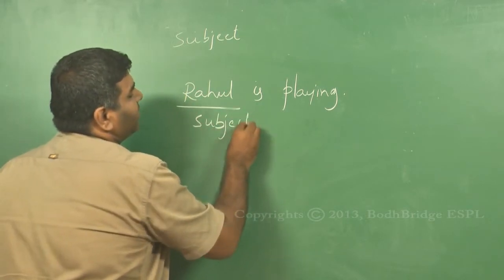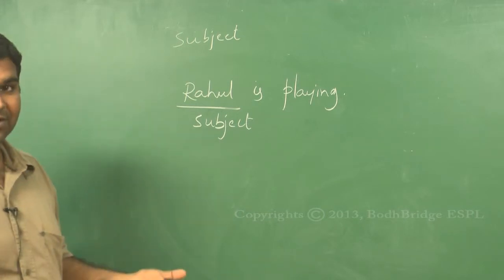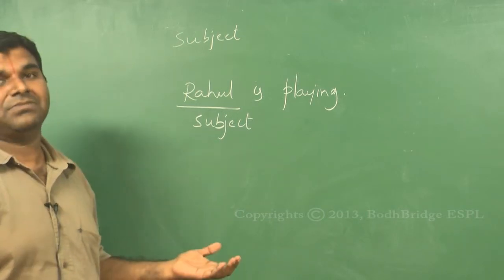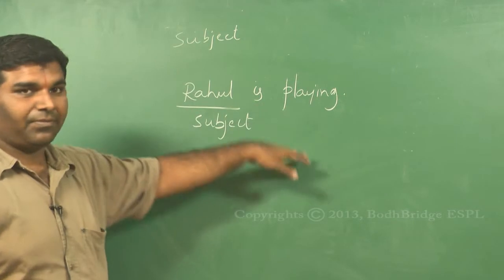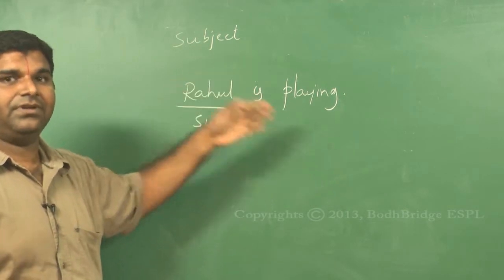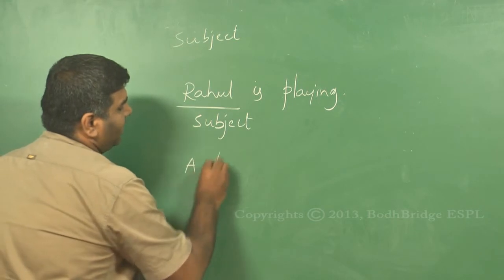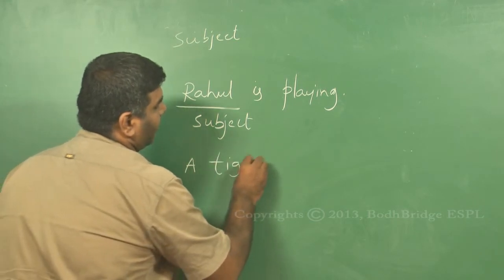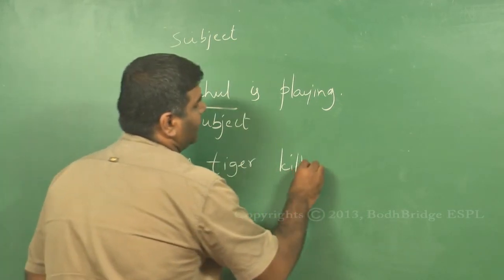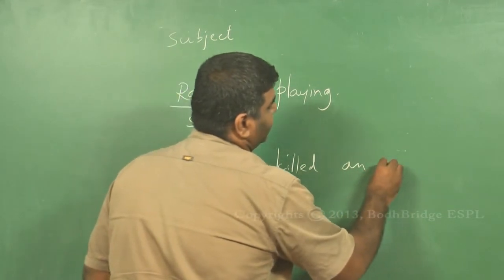So the other definition of the subject is the one that does work. Whoever does work becomes a subject. Here Rahul is performing an action, or Rahul is doing work. So Rahul becomes the subject. Let us say, a tiger killed an elephant.